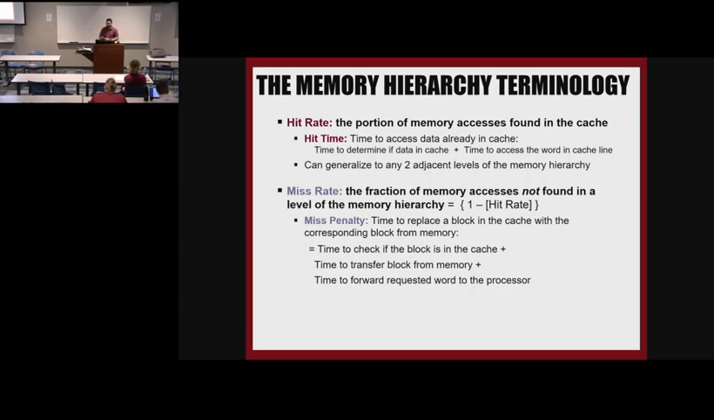And then the miss penalty and hit time. Hit time is the time to check whether the data that we want exists in the cache, plus the time it takes to move the data from the cache to a register in the processor. The miss penalty is the time to check whether the data is in the cache, and because it's not there, we have to go to main memory, bring the data from main memory to cache, and from cache to registers.